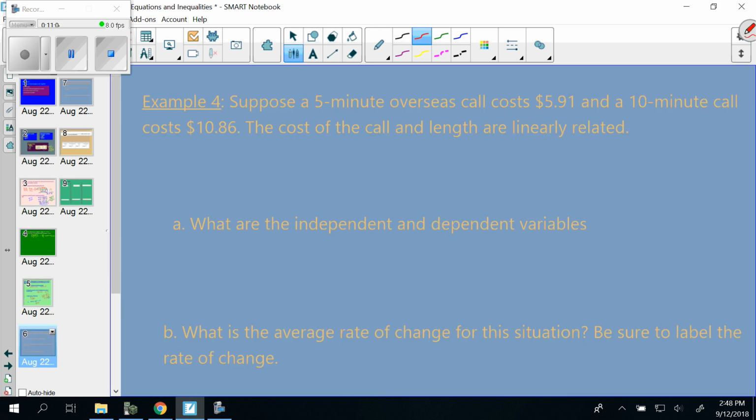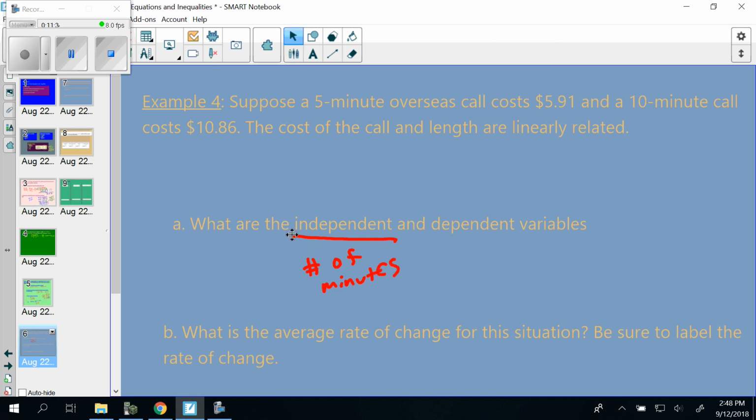All right, next example. Suppose a 5-minute overseas call costs $5.91 and a 10-minute call costs $10.86. The cost of the call and length are linearly related. What are the independent and dependent variables? Okay, why don't you pause the video and see if you can pick out which ones those are. All right, our independent variable here would be what you would input, which would be the number of minutes. What we would get out then, once we know the number of minutes, that would be our dependent variable. And in this case, that's going to be our dollar amount, our money, our cost.